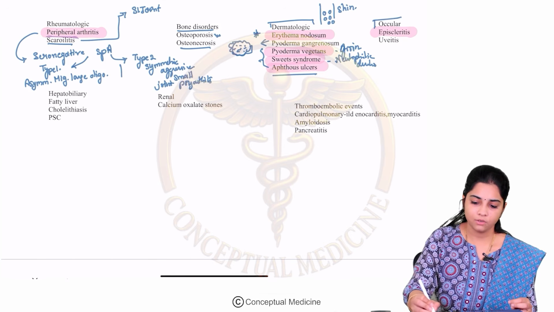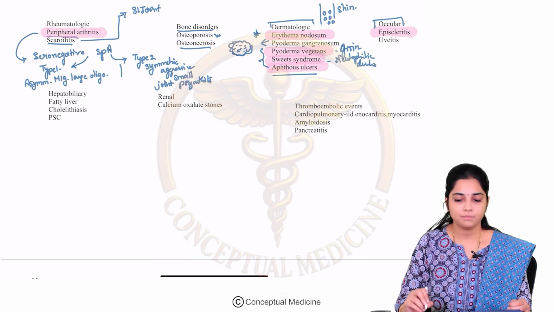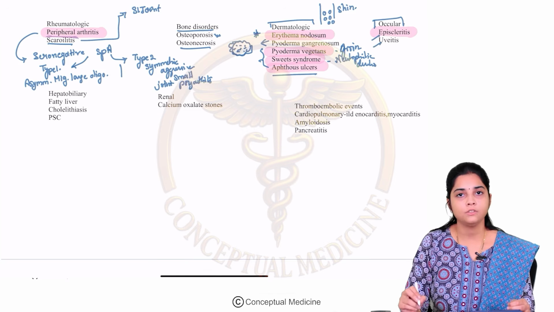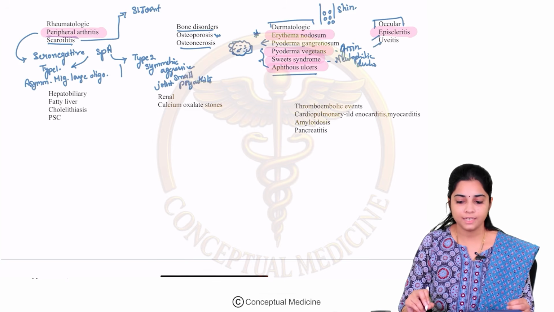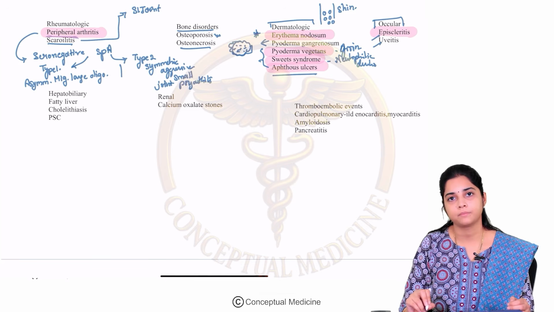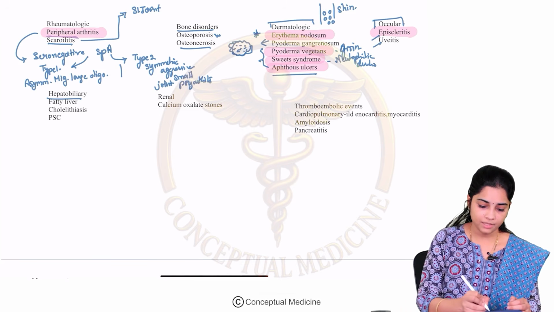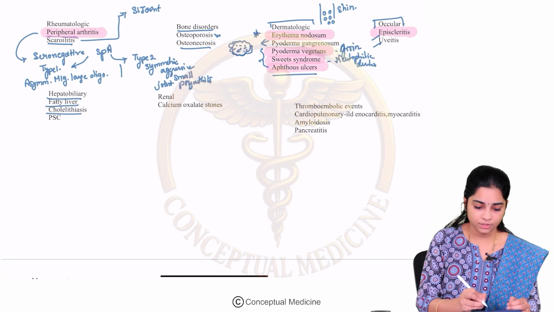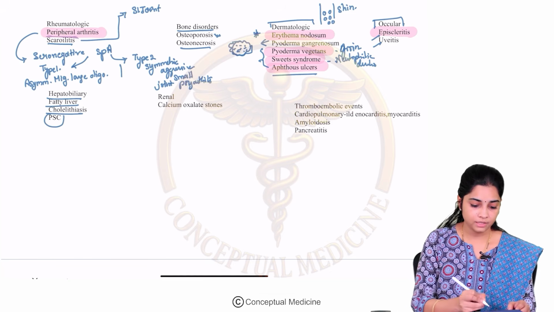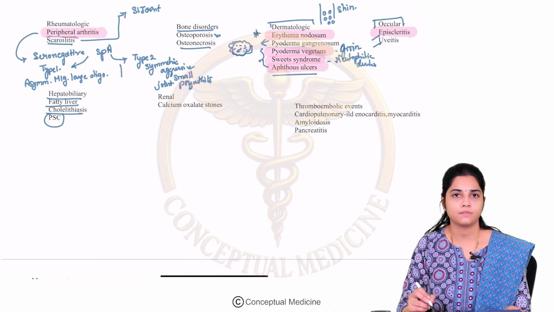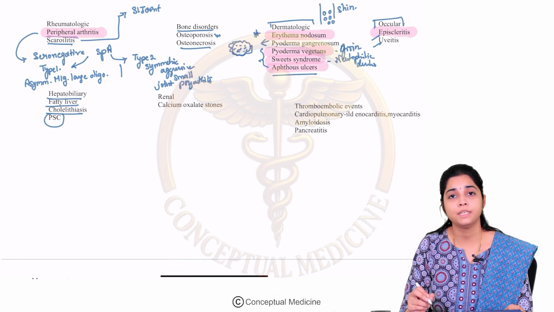Then let us look at the ocular manifestations. The ocular manifestations include episcleritis and uveitis. So, episcleritis parallels your bowel activity. Fine. Then hepatobiliary manifestations include fatty liver, cholelithiasis, and very importantly primary sclerosing cholangitis. We had learned this in the autoimmune diseases of the biliary tract.